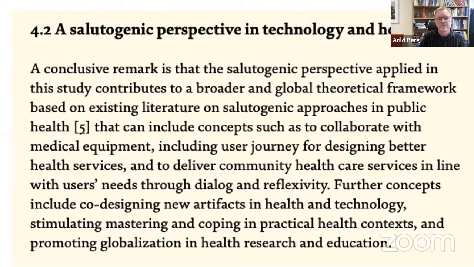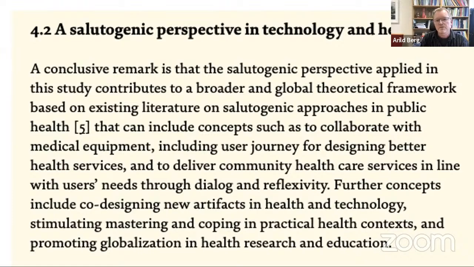A conclusive remark is that the salutogenic perspective applied in this study contributes to a broader and global theoretical framework based on existing literature on salutogenic approaches in public health that can include concepts such as to collaborate with medical equipment, including user journey for designing better health services, and to deliver community health services in line with the user's needs through dialogue and reflexivity.